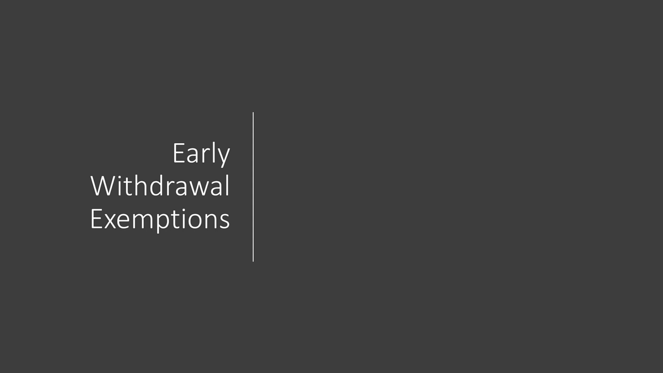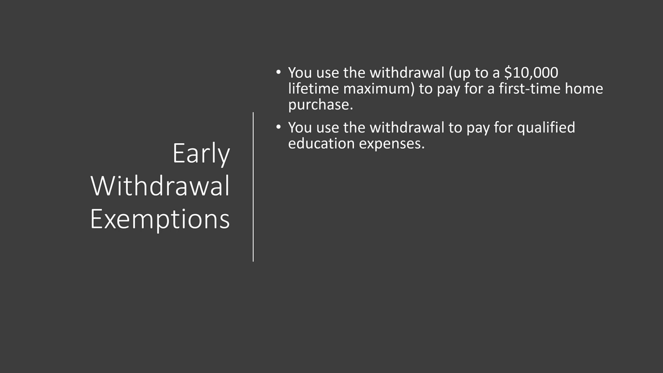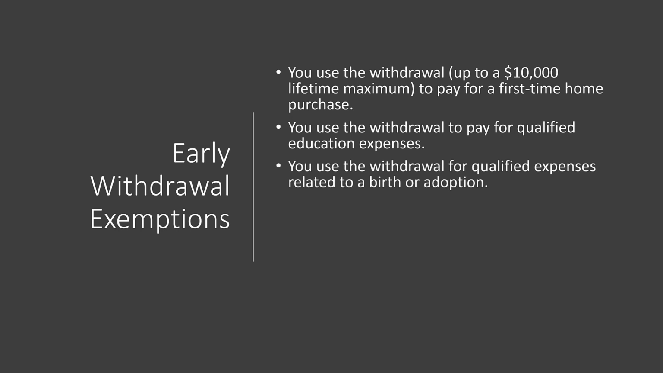Now, there are some early withdrawal exceptions. In order to qualify for these exemptions, there are some conditions that need to be met. One is if you're a first-time home buyer. This allows you to withdraw money if you're purchasing a house for the first time, but you're limited to $10,000 as a lifetime maximum. Another exemption is you're able to withdraw money to pay for qualified education expenses. There is a list on the IRS's website that tells you exactly what qualifies as a qualified education expense. Another thing is you're able to withdraw money if you're going to adopt or if it's related to the birth of a child.